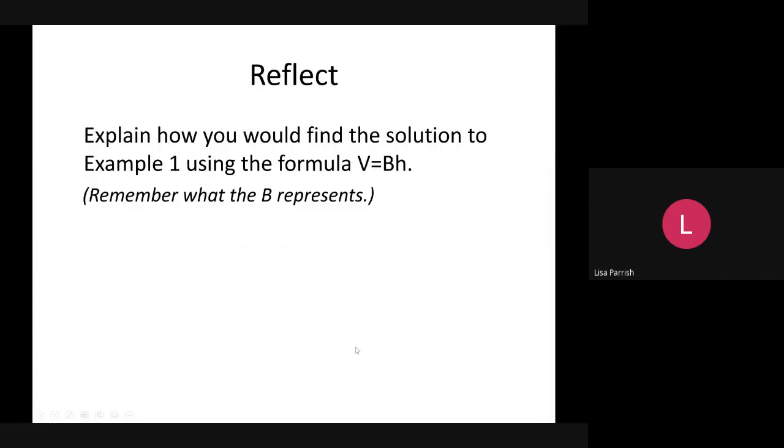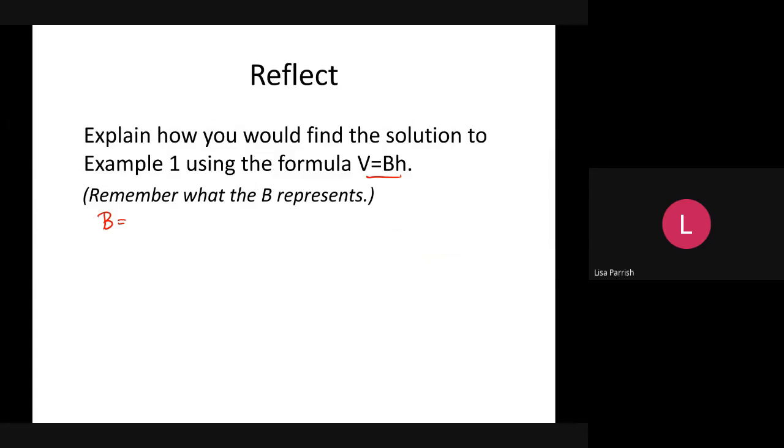So let's ask ourselves, how would you find the solution to that problem, example 1, if we used the formula V equals BH? Now you should have talked in the volume lesson about what the B represents. This is not the same letter B that we used when we used base times height, like for parallelogram. Remember, that was a lowercase b. This is a capital B. What does the capital B represent? Whether you remember or not, you probably need to write this down.